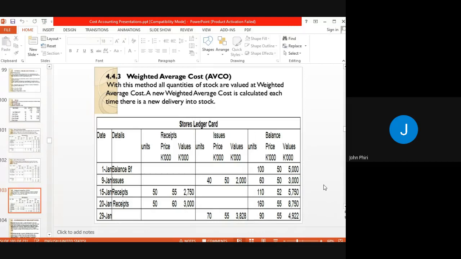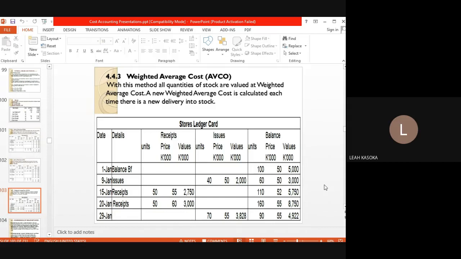Good. Then on the 29th, now you are issuing. How many are you issuing? 70. Now, since it's the average, you're going to take all of them, 70, because you still have 160, all of them. You have mixed them anyway. You are not segregating whether this came first, this came last. You just put everything together. I hope you followed that, eh? So now, 70. Yes.